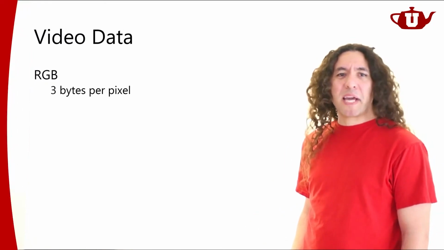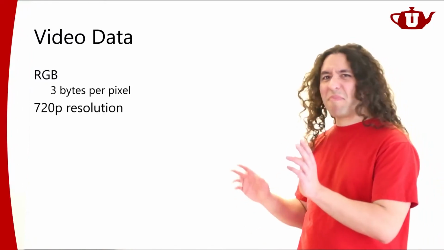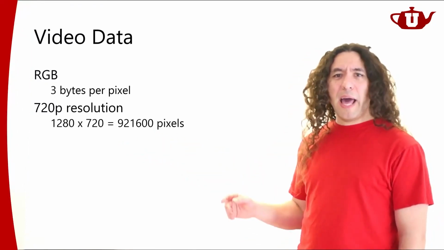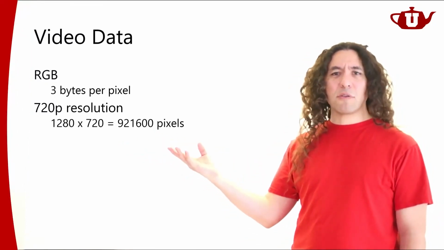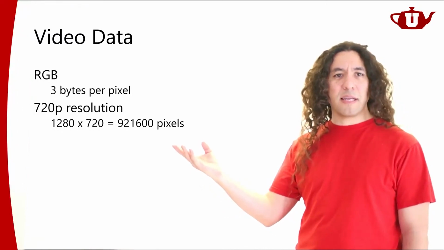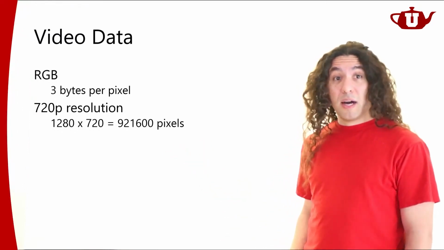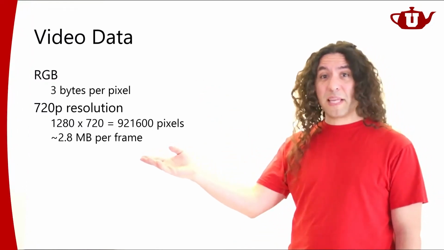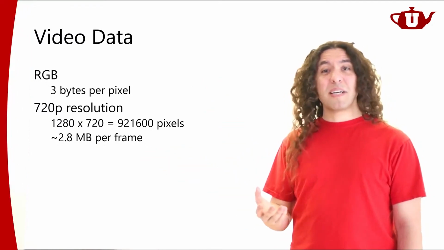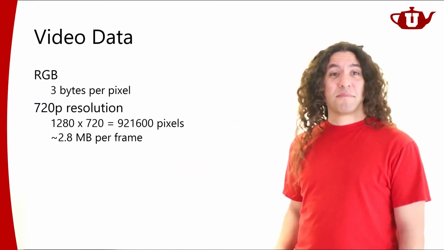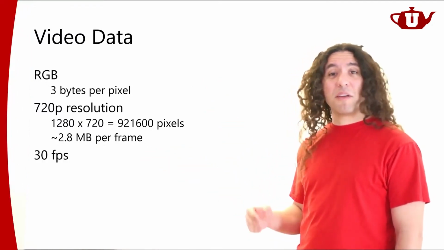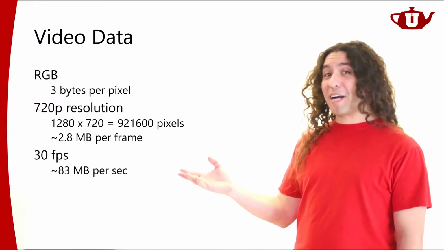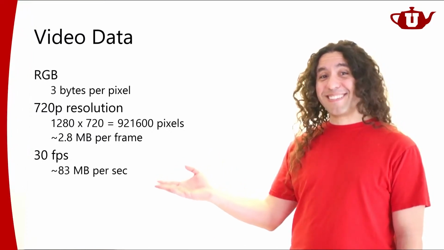And let's say we pick a typical HD video, which is reasonable today. That would mean I have about 900,000 pixels to display per frame. If it's 3 bytes per pixel, that would be about 2.8 megabytes per frame. And if I'm displaying a video at 30 frames per second, that would mean about 83 megabytes per second.